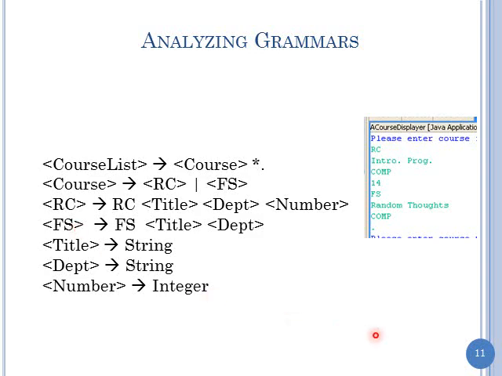Here's my grammar. My course list is a sequence of courses, zero or more. A course is either a regular course or a freshman seminar. Again, I'm using abbreviation just to save space, so this is within angle brackets. The regular course is a regular course token, followed by title, followed by department, followed by number. Title is just a generic string. Let's assume our tokenizer will tell me it's a generic string. Department is a generic string. My number is just a generic integer. That's my grammar.